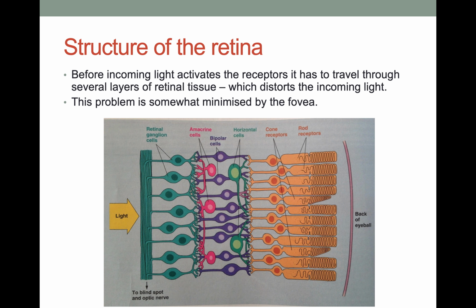At the beginning, we mentioned that it is the photoreceptors which detect the light and that which is important for colour and brightness. They are contained within the retina, which covers the back of the eye. However, before incoming light activates the receptors, it has to travel through several layers of retinal tissue first before it reaches the photoreceptors, which distorts the incoming light. Now, this problem is somewhat minimised by the fovea.